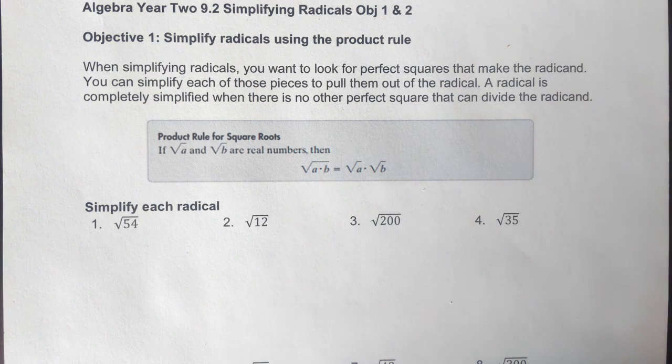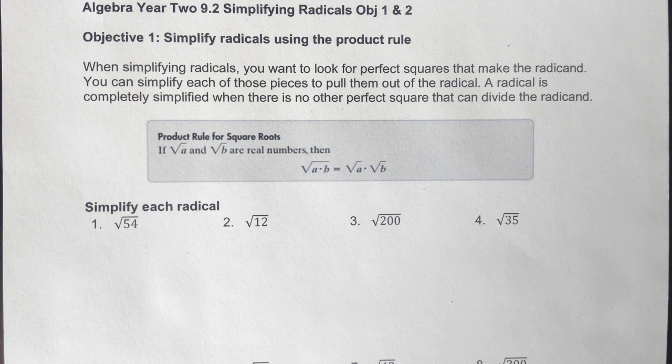Good morning, guys. Today we're going to be starting section 2, which is simplifying radicals, and we're going to be looking at the product rule today. So when simplifying radicals, you want to look for perfect squares that make the radicand. That's the number inside of the radical. So you can simplify each of those pieces to pull them out of the radical. A radical is completely simplified when there's no perfect square that can divide the radicand.